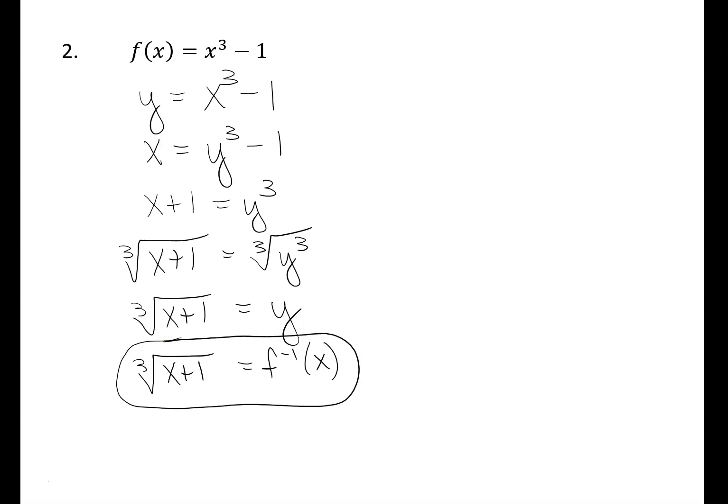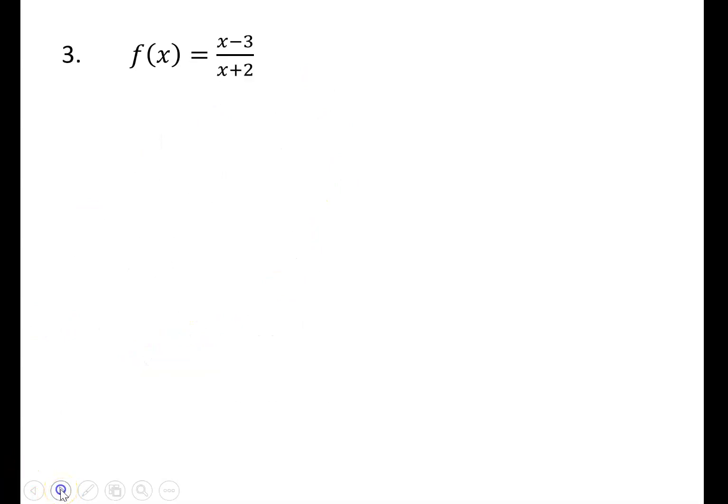And of course you could go through the check again by finding the composition f of f inverse and f inverse of f should both be x. I'm not going to work out the check this time, but feel free to do that on your own time. And we're going to look at one more example of finding the inverse function. This time we're starting out with what's called a rational function. It's a fraction with variables in it. So it's still the same 4 steps. We replace f of x with y.